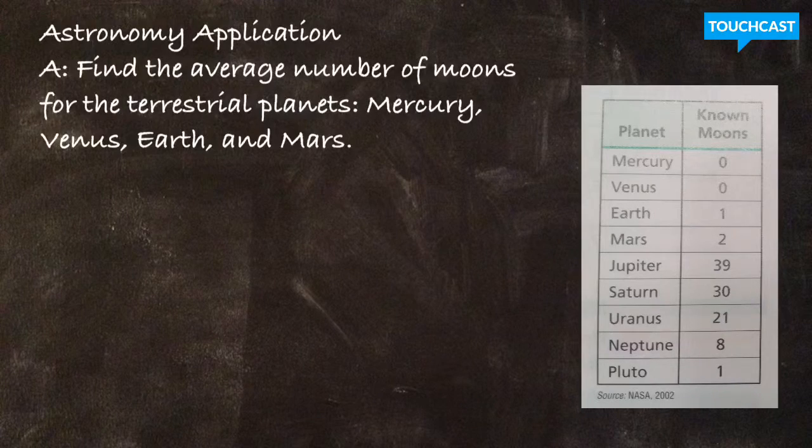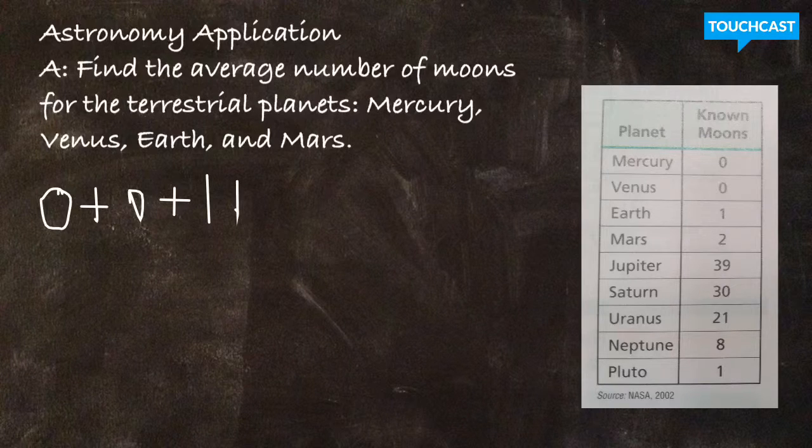Now let's look at an astronomy application, example 2. We're going to use this table of planets and their moons to find the average number of moons for the terrestrial planets, which are Mercury, Venus, Earth, and Mars. So, we've got 0 moons on Mercury, 0 moons on Venus, 1 here on our home planet Earth, and 2 on Mars. So we're going to go 0 plus 0 plus 1 plus 2.